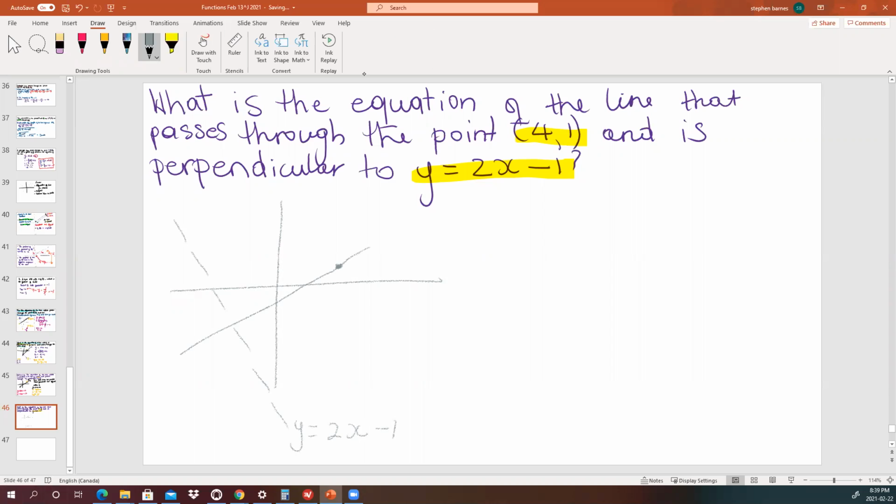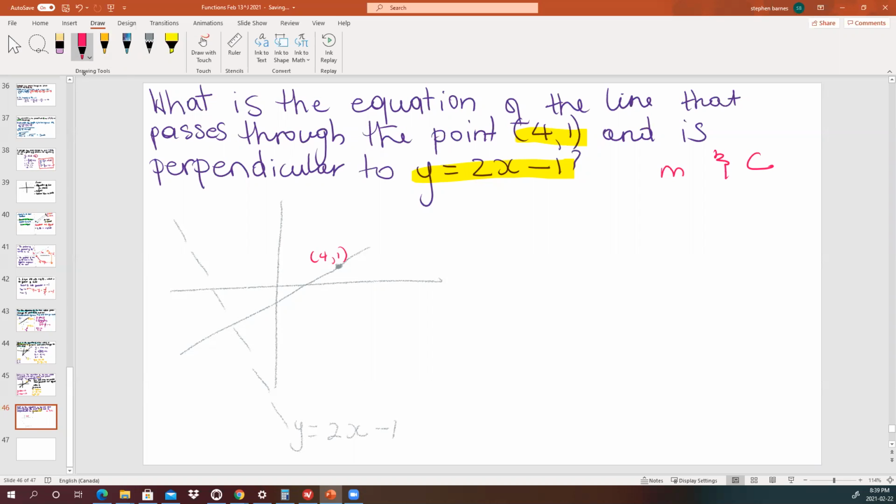So we're being asked to find the equation of this line, right? This one here, for which we know the point. Let me just put this point in. So this point is 4, 1. So let's go ahead now and try to find our equation of the line. So to find our equation of the line, as usual, we need an m value and we need a c value. We need a gradient and a y-intercept.